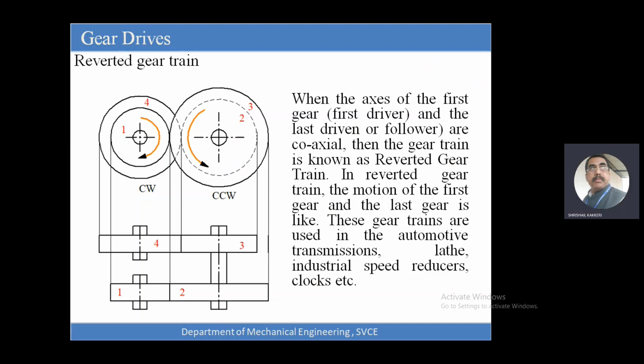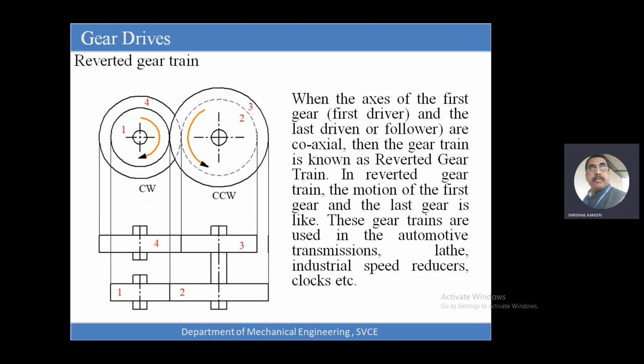This mechanism is called a reverted gear train system because the input shaft and the output shaft are on the same line. They are coaxial. That kind of arrangement is called the reverted gear train system. You understood my point? Okay.